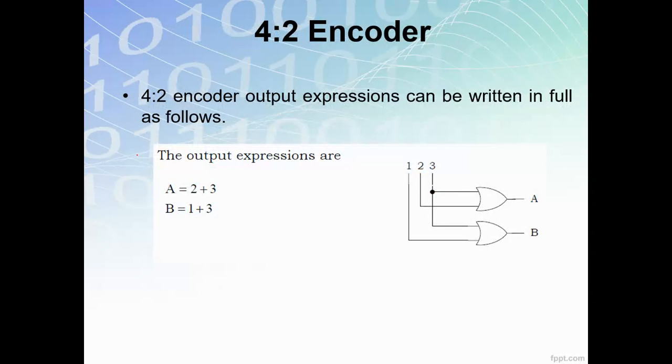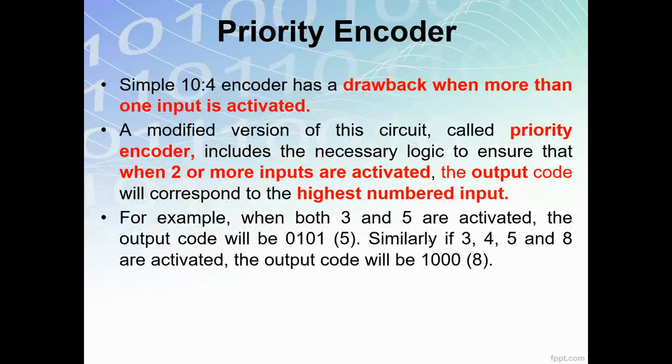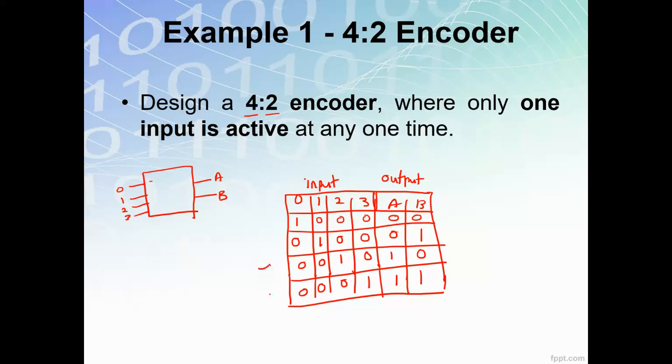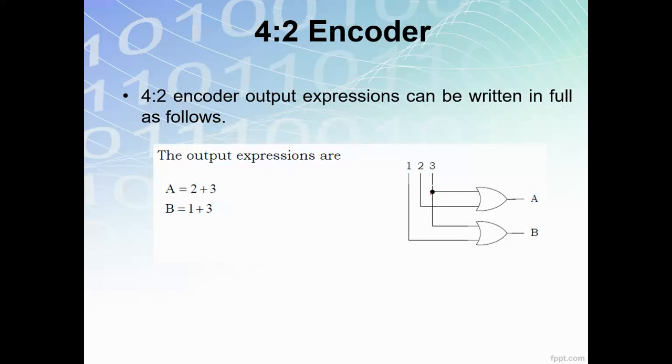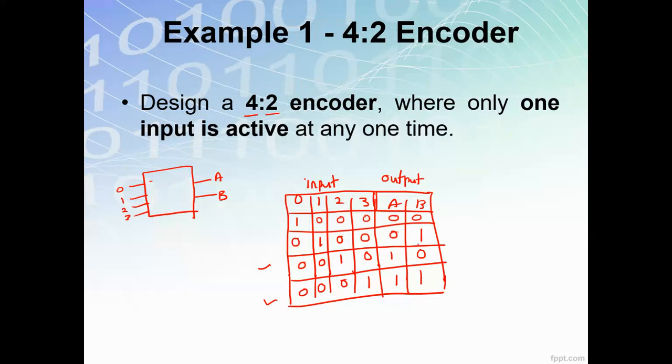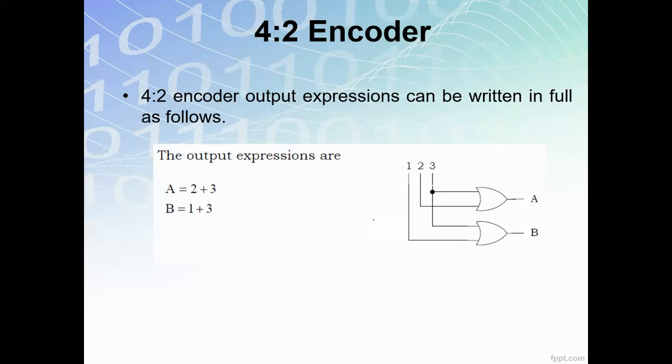Okay, so for example here, the output expression is A equals 2 plus 3. Okay, so kita tengok kat sini yang kita derive tadi 2 dengan 3 saja yang on. Okay, so jadi A adalah input 2 and 3. Kita combinekan dengan OR gate. And then for B, okay, so for B here, we have 1 and 3. Okay, so we have 1 plus 3 for B. Okay, so this is how you express output expressions for the 4 to 2 encoder.